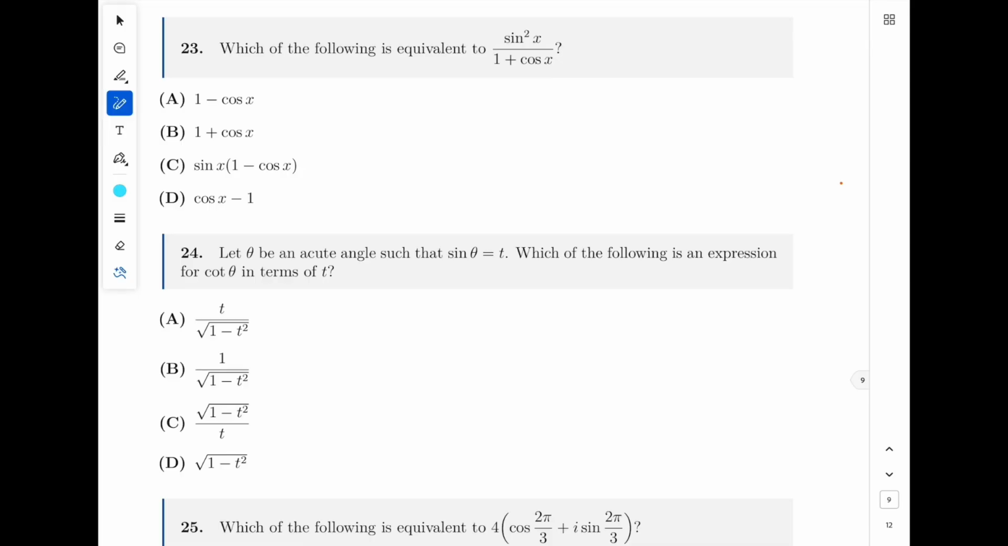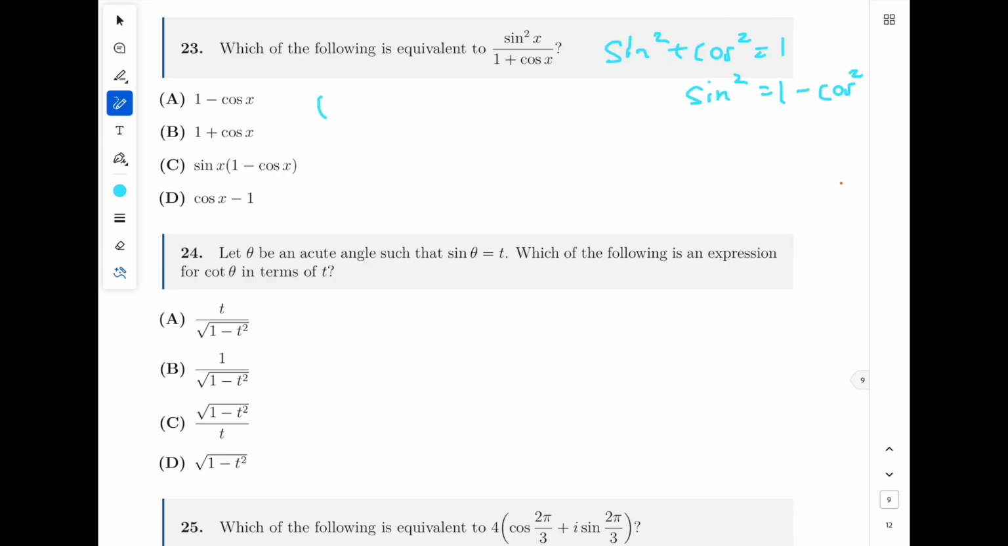Alright, question 23. Which of the following is equivalent to sine square upon 1 plus cos x? I'll let you try. So basically you must be aware of the identity, which is sine square plus cos square is equal to 1. So we can rearrange this to be sine square is equal to 1 minus cos square.